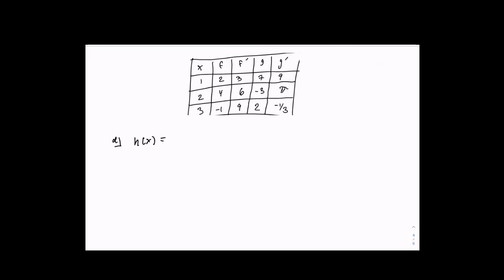H of x equals the natural log absolute value inverse f of x squared. Find h prime of 2. Okay. This is as difficult as it probably gets. Double chain rule is technically what's in this problem.